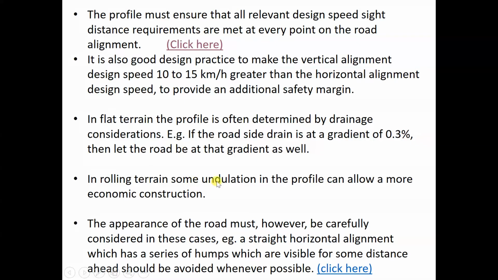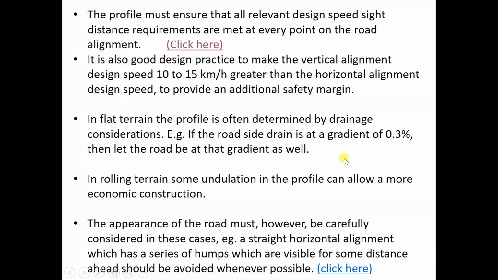Some places are very flat, but if you don't have a flat 0% gradient for the road, the drain will be going deeper and deeper. So that's the thing, it's getting deeper and deeper, and if the drain is too deep, you have to maintain it, and there might be erosion aspects.